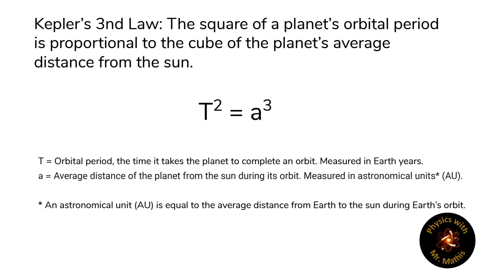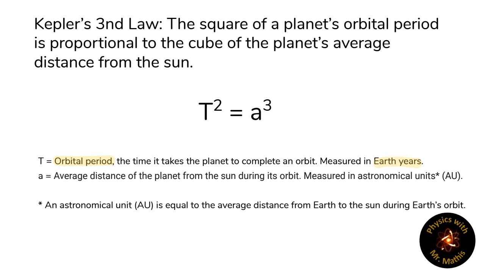Kepler's third law is easier to understand in its equation form. The square of the planet's orbital period is in the equation as T squared. And that's proportional to the cube of the planet's average distance from the sun, which we call a cubed in the equation. The T in the equation represents the orbital period of the planet, which is the time that it takes for the planet to complete an orbit, and we measure that in Earth years.